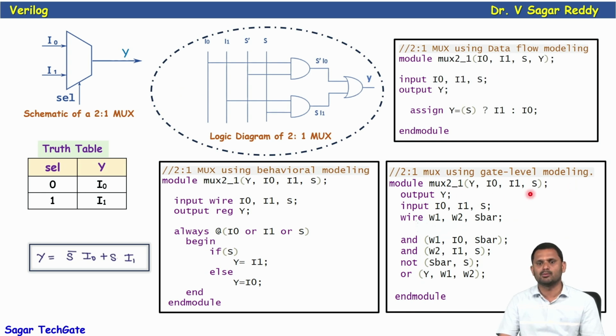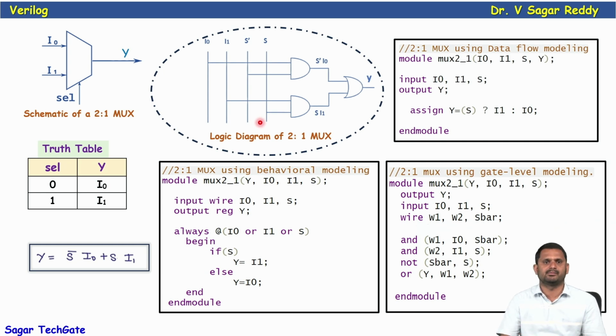Whereas this is the gate level modeling. Now these are the three gates. By using these basic gates we can describe this. Here an AND gate, and we need one NOT gate also to get S prime. So we'll use a NOT gate for S bar. So two AND gates, a NOT gate and an OR gate. By using these gates, we can describe this 2:1 mux.